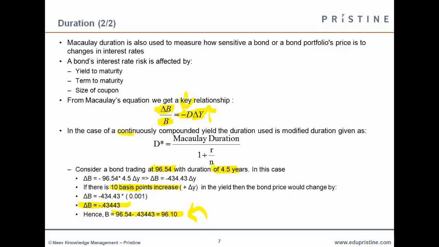The interesting change is, if your bond is continuously compounded, the duration is changed by dividing the Macaulay duration, the one we computed, by 1 plus R by N, where N is the total number of years of maturity and R is the discount or the return yield of the bond. So this is only for continuous compounding.